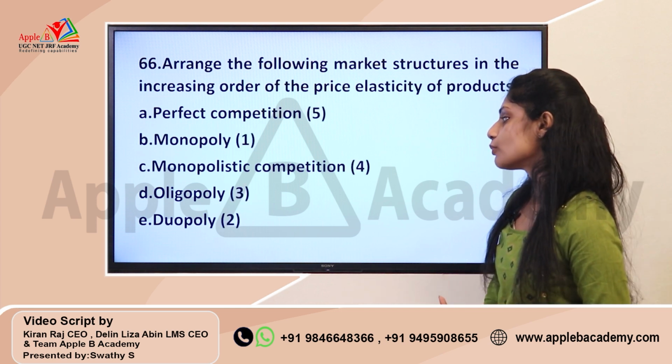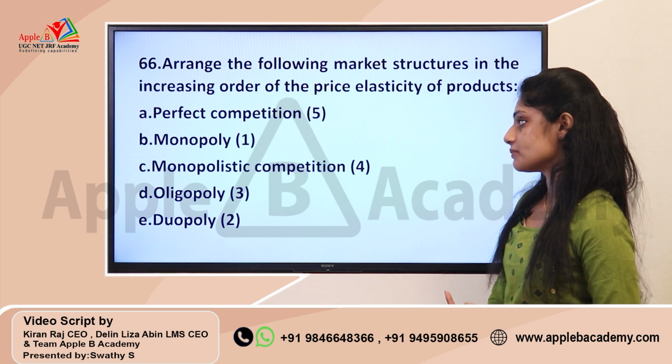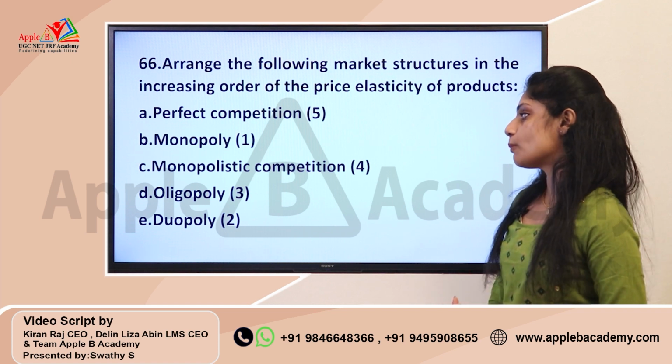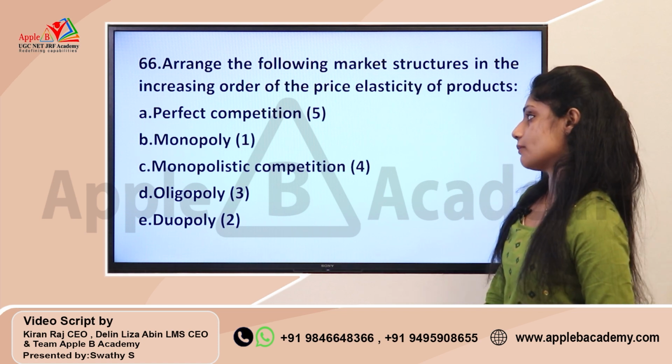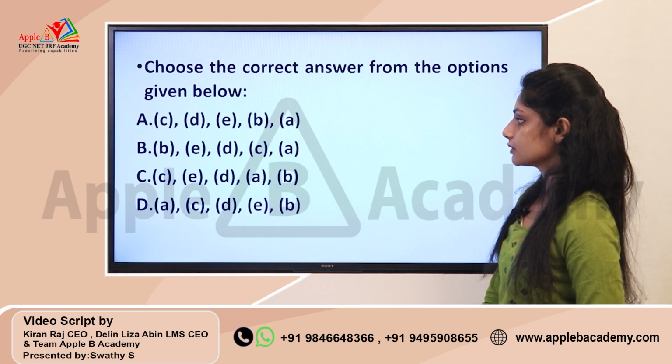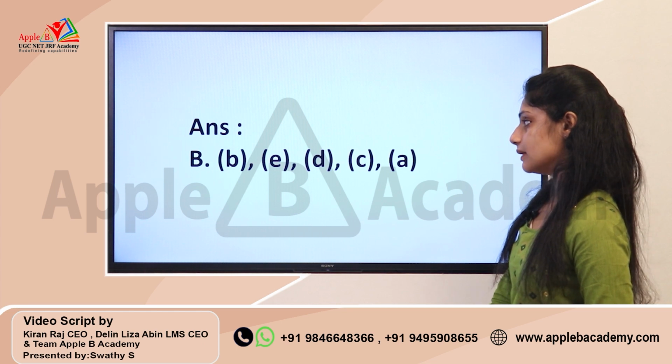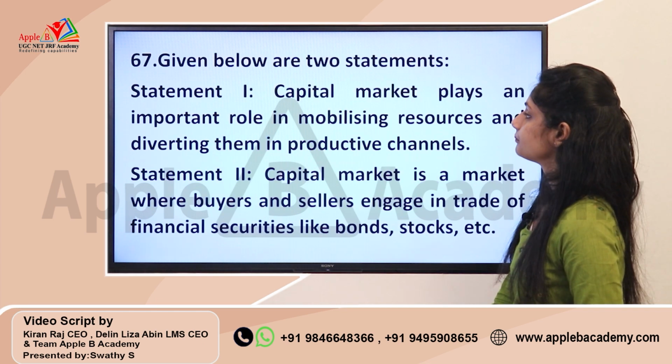It starts with monopoly and should end with perfect competition. So monopoly, duopoly, oligopoly, monopolistic, and finally perfect competition. So yes, the option is B, B, E, D, C, A.